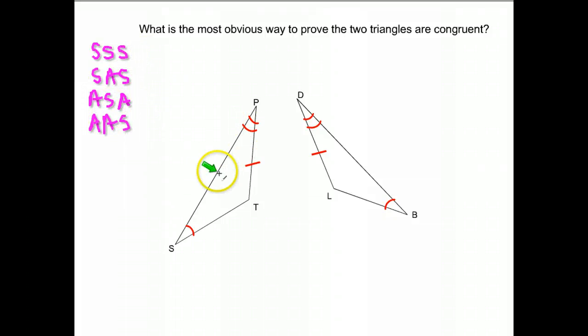Well, SSS requires 3 pairs of congruent sides, and we only have 1. So there's no way it's that. SAS still requires 2 S's. We don't have that. Okay?